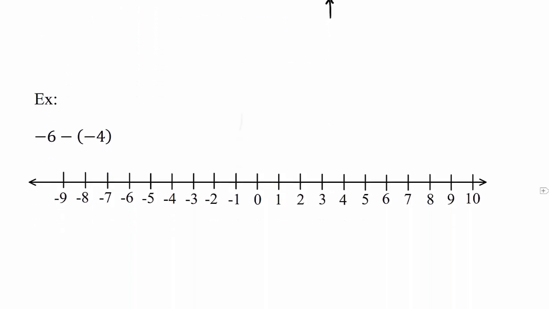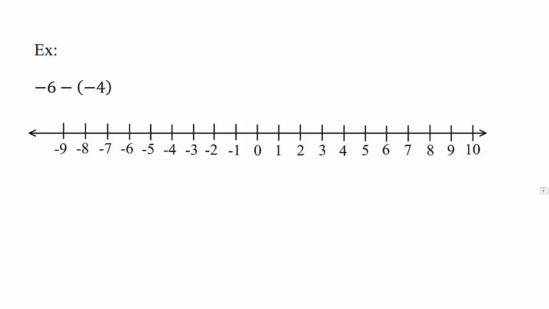Again, one last example. Let's look at negative 6. So starting here at negative 6, and we're going to subtract a negative 4. Remember that subtraction is addition of the opposite, or if the two signs are the same, then that is the same as making it a plus. So negative 6 plus 4, we're going to move to the right 4 positions, and we will arrive at our answer of negative 2.